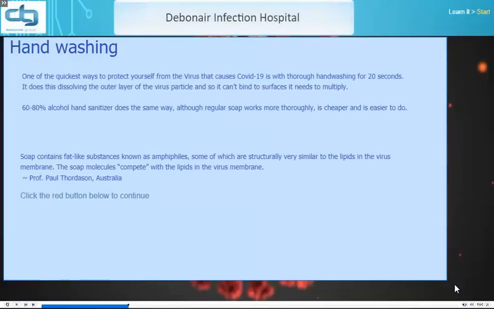Hand washing. One of the quickest ways to protect yourself from the virus that causes COVID-19 is with thorough hand washing for 20 seconds. 60 to 80% alcohol content hand sanitizer deactivates the viruses in the same way, although regular soap works more thoroughly, is cheaper and more readily available. Soap and water lather does this by dissolving the outer layer of the virus particle so it can't bind to surfaces. It needs to attach to its host surface to multiply. Click the red button below to continue.